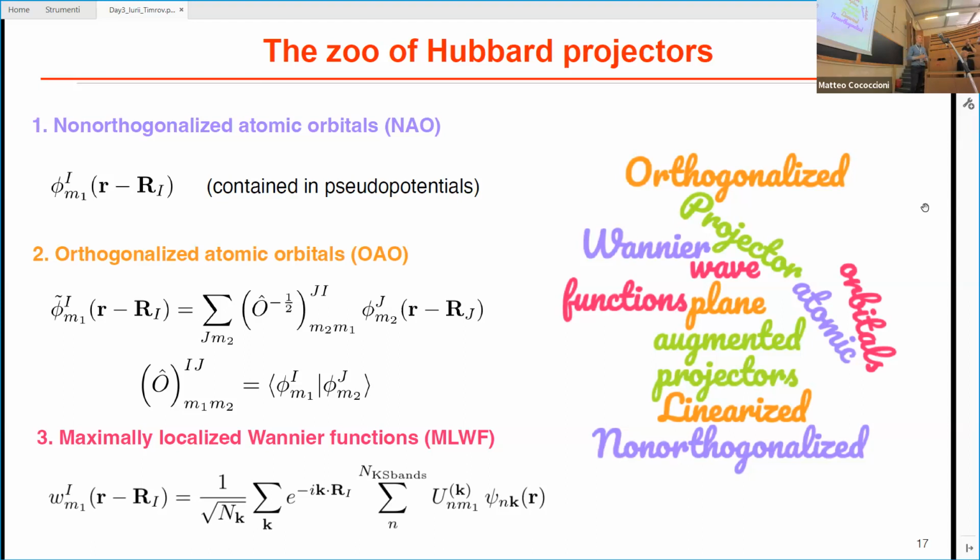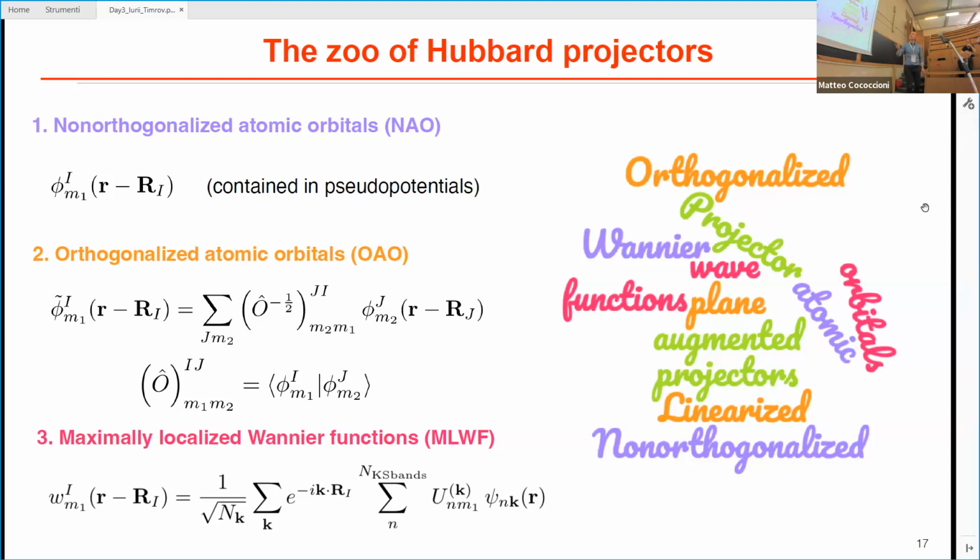So that was about Hubbard parameters, but as I told you, there are also different ways to define Hubbard projectors. So there is a zoo of Hubbard projectors. In Quantum ESPRESSO, we have 3 options. The first 2 are already available since a long time. The third one is in progress.